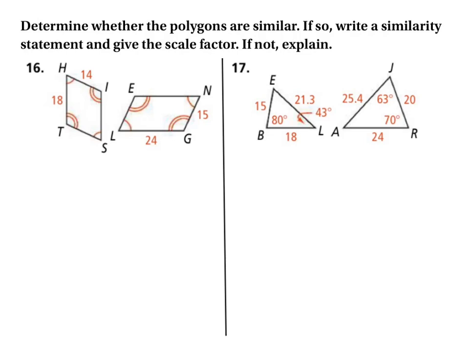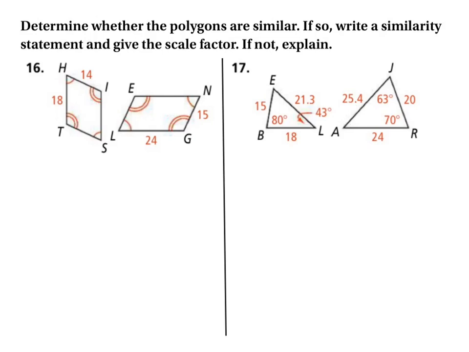Okay, we're determining if the polygons are similar. As you can see for number 16, they're giving the angle marks that are showing the angles are the same. That's the first thing that we need to know, because if the angles aren't the same, then it's no good. So we know that, and now we need to check whether the scale is correct.